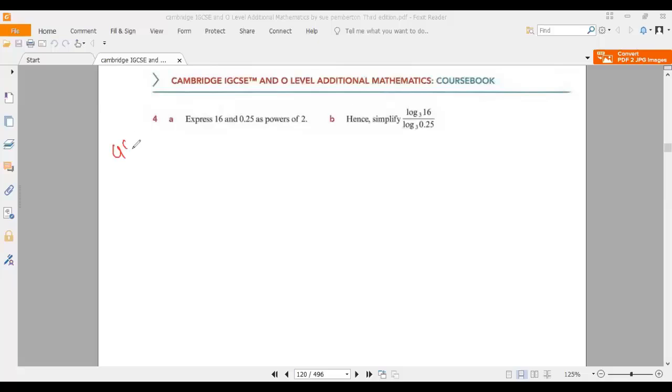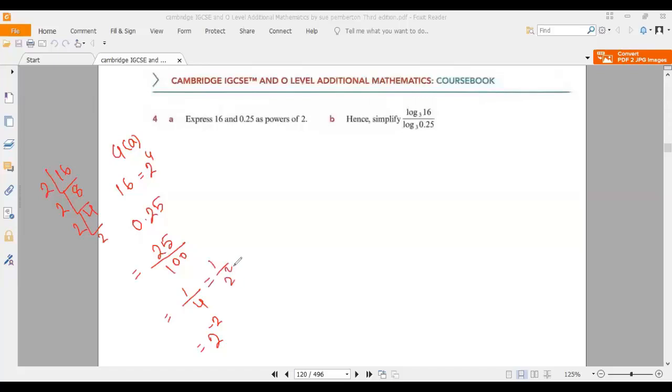Now, number 4a. 4a says express 16 and 0.25 as powers of 2. So 16, if I want to convert it into a power of 2, we can write 2 to the power 4. Why? Because if I convert this into prime factors, 16 divided by 2 is 8, 8 divided by 2 is 4, 4 divided by 2 is 2. So 2 to the power 4 will be 16. And 0.25 can be expressed in this way. 0.25 actually means 25 by 100. After dividing numerator and denominator by 25, we get 1 by 4. So 1 by 4 means 2 to the power minus 2. Why? 1 by 4 means 1 by 2 squared, and 1 by 2 squared can be expressed as 2 to the power minus 2.